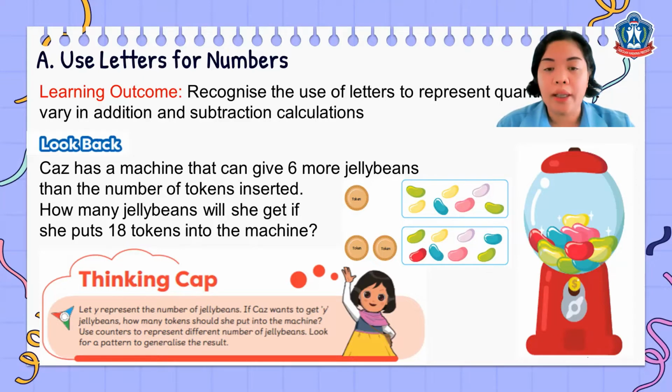So, if you have one token, there are 1 plus 6, so there are 7 jelly beans. If you have two tokens, 2 plus 6, there are 8 jelly beans. So how about if you have 18 tokens? How many jelly beans will she get? All you need to do is add 18 plus 6, and that is equal to 24. So there will be 24 jelly beans if she inserts 18 tokens. Okay, P6?